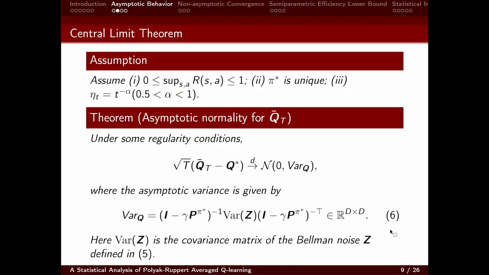Under some classical conditions, say the reward is bounded, the optimal policy is unique, and we use a polynomial step size, classical results show that the average Q iterates have an asymptotic normality. In other words, the difference between Q bar T and Q star, times root T, will converge to a Gaussian distribution. Here, the Gaussian distribution's covariance matrix is given in equation 6, and we can see that in the center of this formula is the variance of the Bellman noise, and on both sides is the amplifier matrix that depends on the discount factor gamma, the transition kernel P, and the optimal policy pi star.